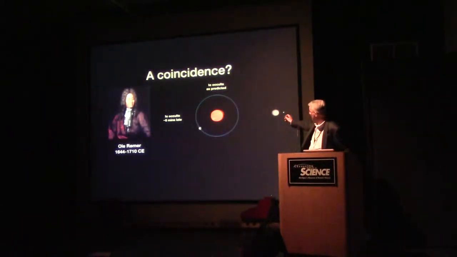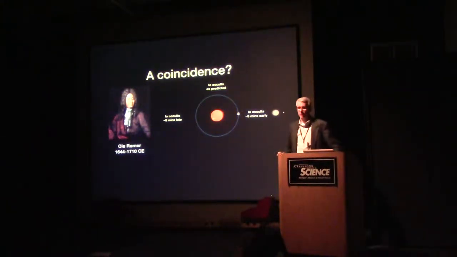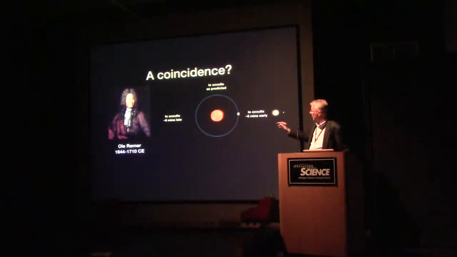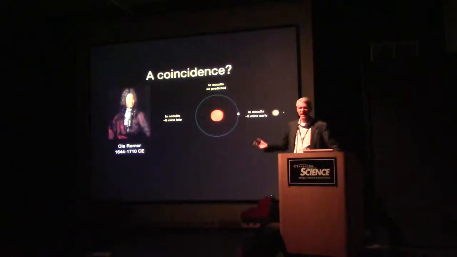And when Earth, I'm sorry, I said Io, see? I'm misspeaking already. When Earth, because Io is over here, when Earth is over here, now we're early. And so Romer notices this and says, wait a minute, maybe Io is not speeding up and slowing down. Maybe it's taking longer for light to get across the solar system. And so there is a speed of light. He comes up with a guess.